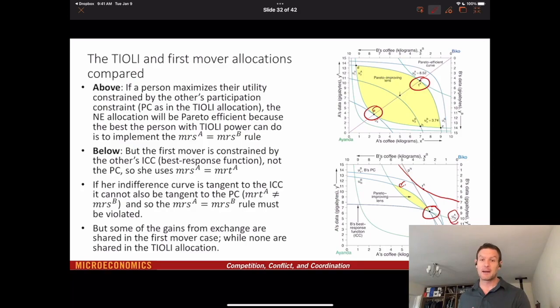So Ayanda's utility is lower when she has price setting power compared to when she had take it or leave it power. And Biko's utility is higher than what he would have had if Ayanda had take it or leave it power. So the outcome with price setting power is less unequal, but Pareto inefficient. The outcome with take it or leave it power is very unequal, but also Pareto efficient. And we'll stop there for now.